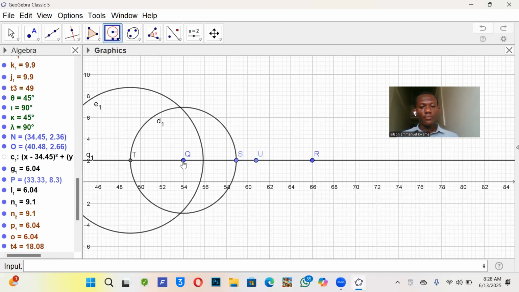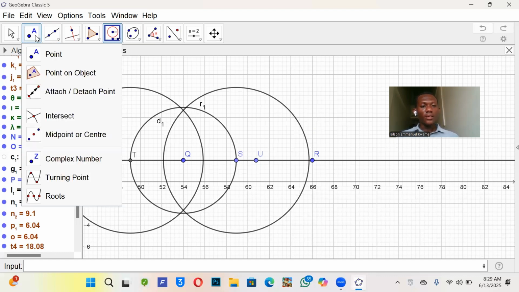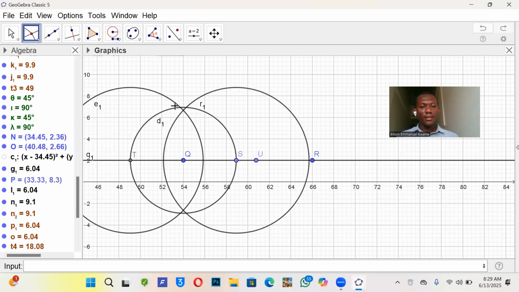Then we'll do the same thing from here to here. Then we center it on what? S. You can clearly see that there's a point of intersection between the two circles. You see that? Then we activate our intersection. Then we identify the point of intersection, not this one. We identify the point of intersection here.